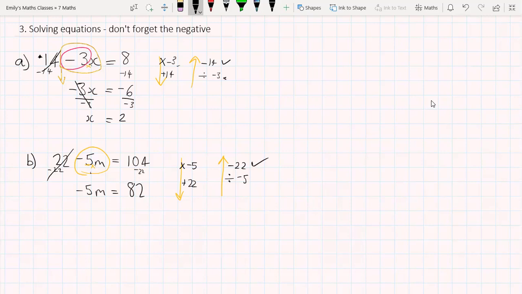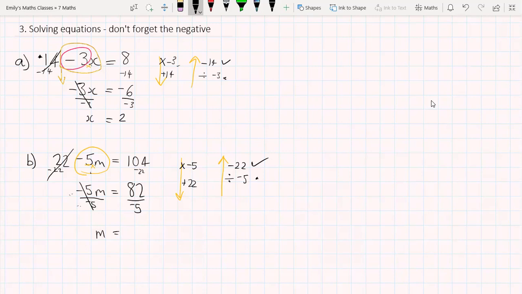Okay, we've done that. Now the next thing to do is this. We need to divide by minus 5. And divide is the horizontal line. Divide by minus 5. Divide by minus 5. This is a fraction. A minus 5 on top and a minus 5 on the bottom. It's the same thing on the top and the bottom. So we cancel it out. We're left just with m. And then we have 82 divided by 5.